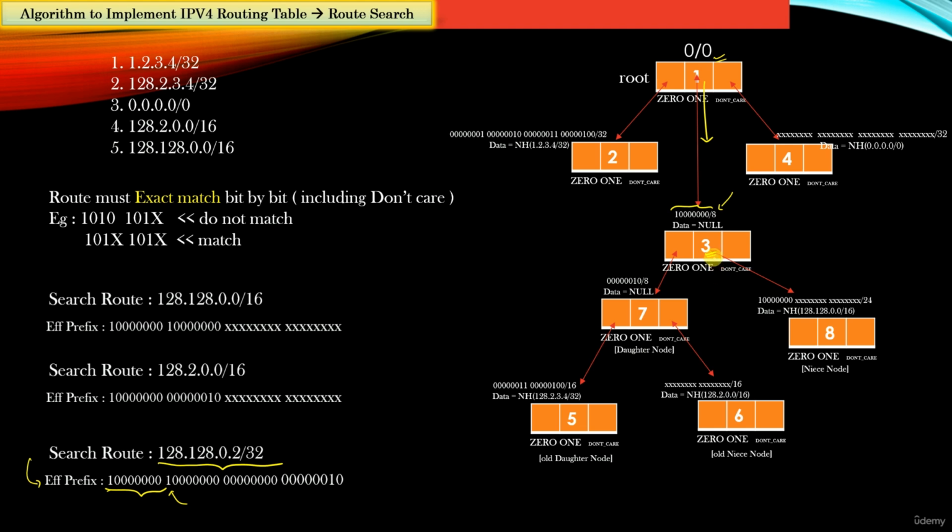Alright, so I will inspect the next bit of the input prefix, which is 1. So I will try to traverse down the tree along the 1th child of node 3, but the 1th child of node 3 is null. There is no path. So it simply means that this particular route is not present in this mtrie data structure.